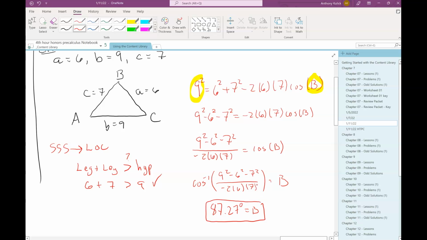Now I need to solve either angle A or C. To do that, I'm going to use the law of sines.